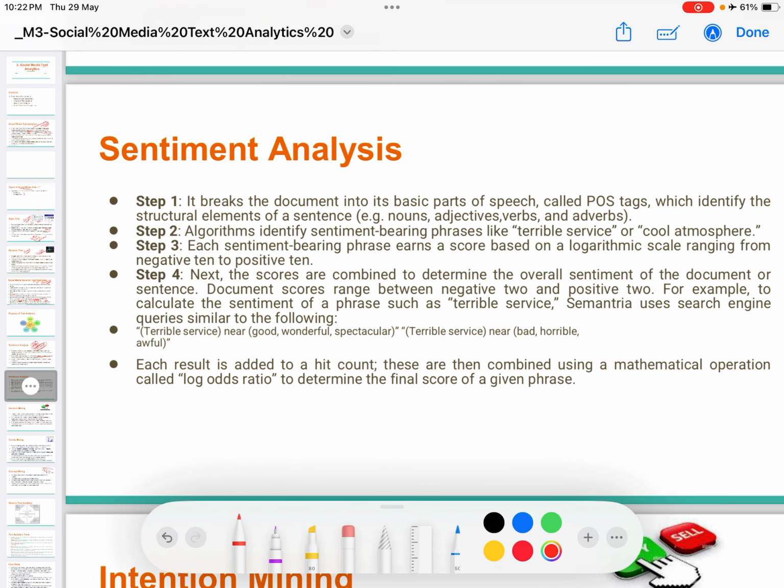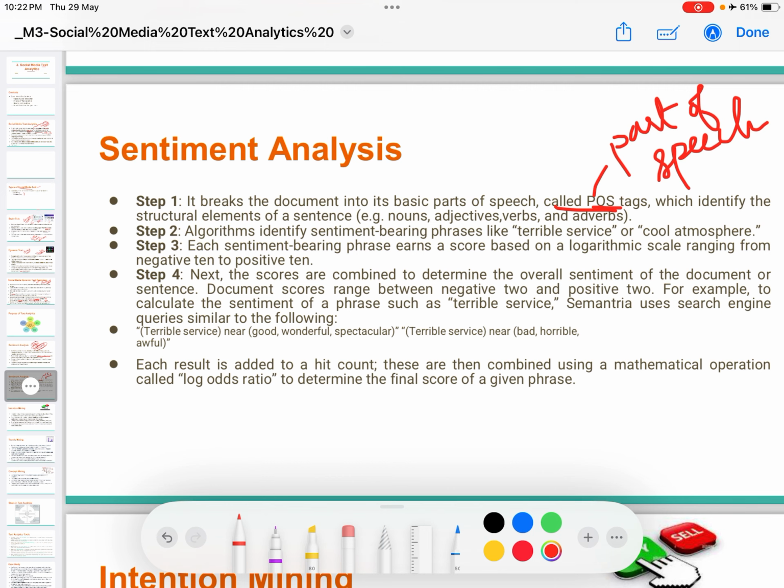Sentiment analysis, step 1: it breaks the document into its basic parts of speech called POS tags, which identify the structural elements of the sentence, for example noun, adjective, verbs, and adverbs. So the first thing is to break it into POS tags, parts of speech tags. Why parts of speech tags? To understand whether it is a noun, verb, adverb, preposition, whatever it is.